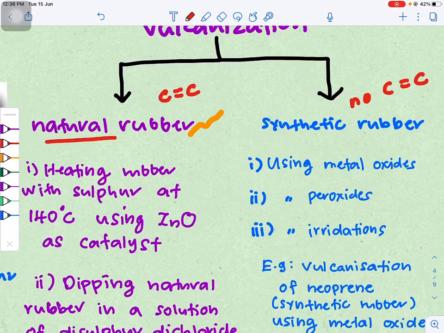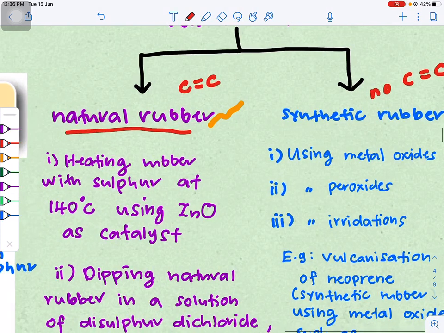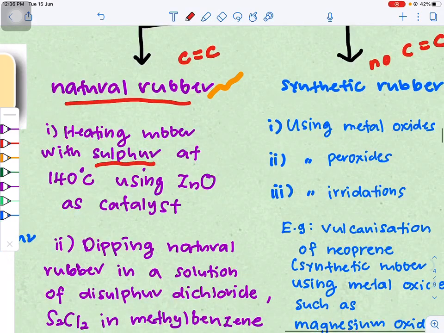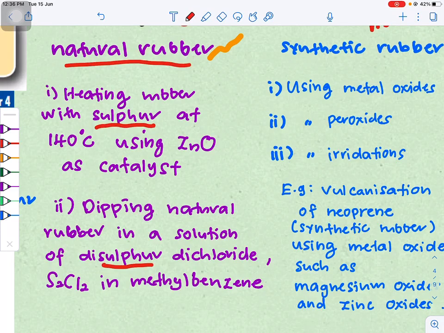Okay, so for natural rubber, to vulcanize it, it will involve sulfur. So how? We have two methods. Either we heat the rubber with sulfur at 140 degrees Celsius using zinc oxide as catalyst, or we just dip the natural rubber in a solution. That solution is disulfur dichloride in methyl benzene. The formula of disulfur dichloride is S2Cl2. Disulfur dichloride also contains sulfur. So the idea is that vulcanization for natural rubber must have sulfur.